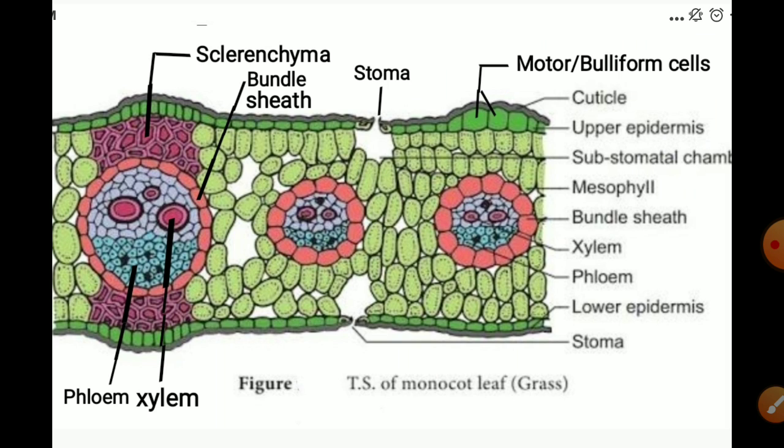Now with this I conclude the internal organization of the monocot leaf. If you have any doubts about the internal structure composition of the monocot leaf, you can ask me questions on the group. So with this I stop here.